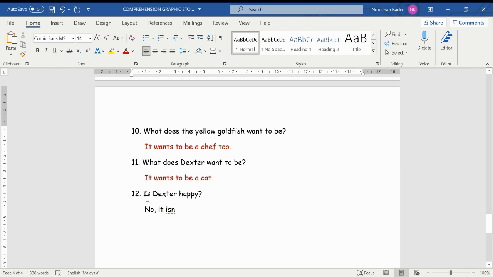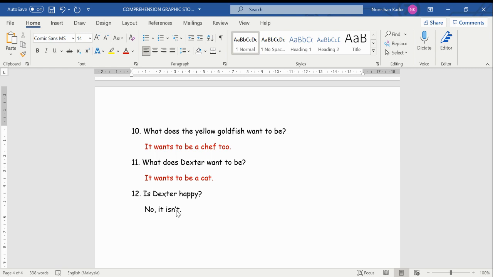You have to follow the verb here, whether it's is or does or do. Okay, no, it isn't. But we don't have to describe because we don't know what it is feeling. Maybe annoyed, maybe angry, maybe fed up. We don't know because it's not stated there.